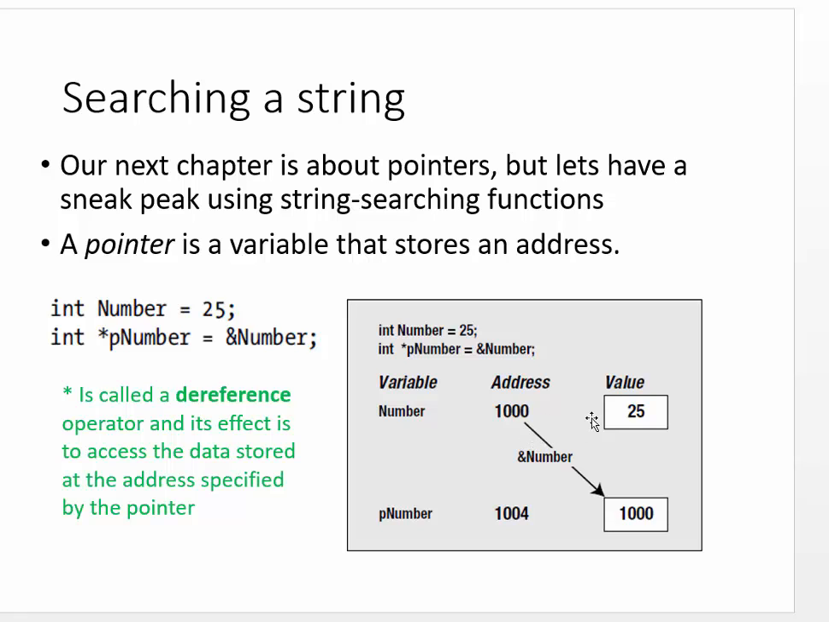So the variable name is number. The variable, it's actually called an identifier. The identifier for that variable is number. The value is 25, and it's stored at address 1000 in your computer.